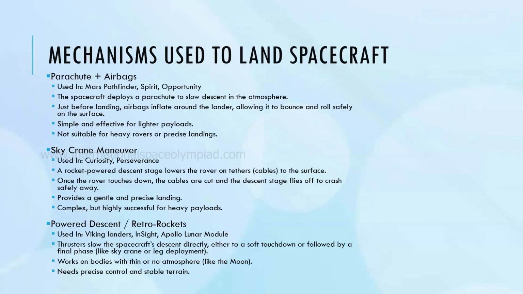There are many methods or mechanisms used to land a spacecraft. One is parachute plus airbag. This was used in Mars Pathfinder and Spirit, Opportunity, etc., and is specifically designed for these missions. Initially they slow down by using a parachute. Then again they slow down. Sometimes they also use some retro rockets to slow down.